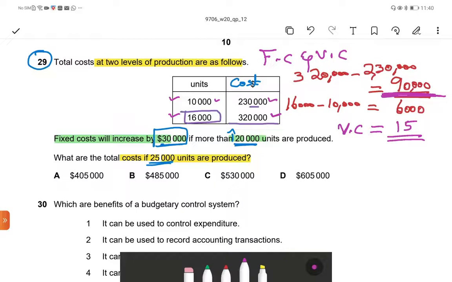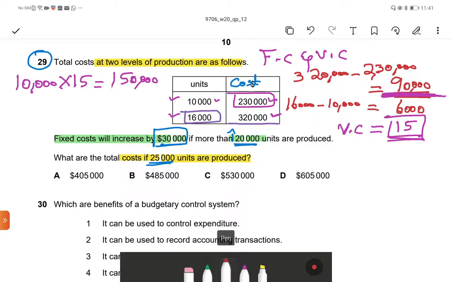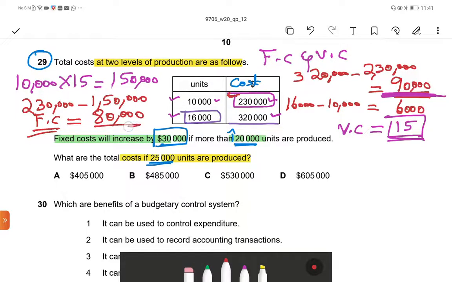Now we can calculate the fixed cost. If 230,000 is the cost to produce 10,000 units, what will be the fixed cost? First we calculate the variable cost to produce 10,000 units, then the extra amount will be the fixed cost. The variable cost is 15 times 10,000, that is 150,000, but the total cost given is 230,000. So 230,000 minus 150,000 is our fixed cost, that is 80,000. So fixed cost we calculated as 80,000.